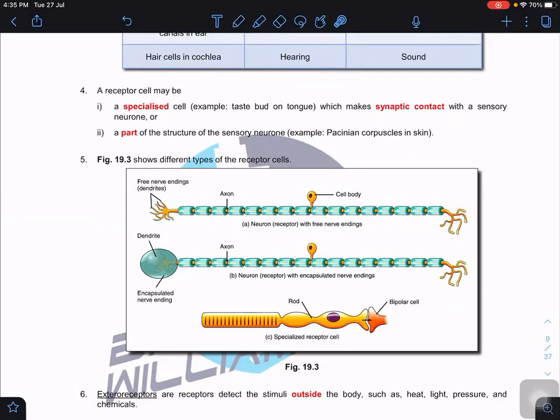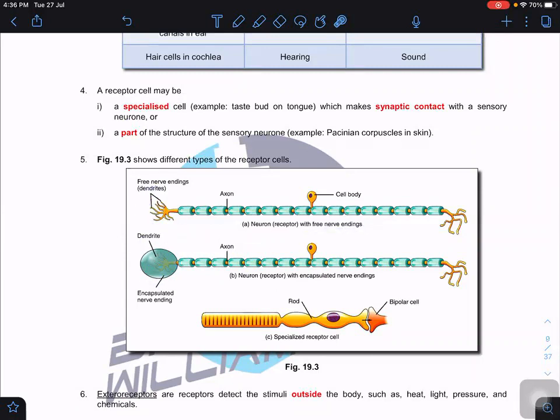For example, our Pacinian corpuscle, which I just said has a capsule, right? The capsule covers the nerve ending here. So if you don't touch it, you won't have the stimulation. But if you touch it and exert pressure, then we will be able to allow the sodium ions to enter, therefore generating the action potential. So this kind of receptor, for example the Pacinian corpuscle, is part of the sensory neuron. Can you see that together? So this part is the receptor.